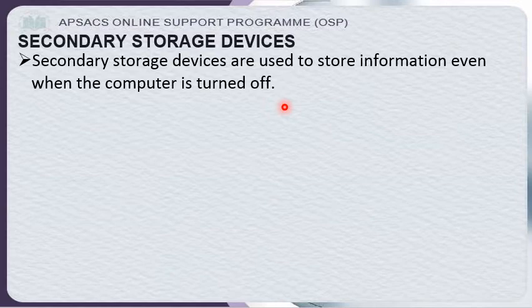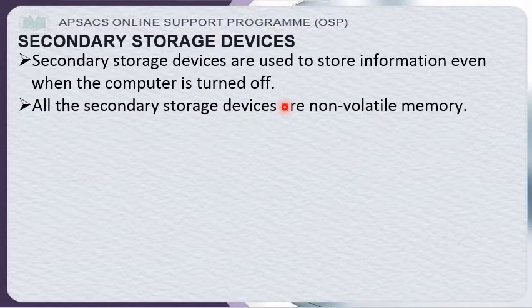But if you remember, in our primary storage devices, when you turn off your computer, the content or the data will be removed or deleted. We can also say that all the secondary storage devices are non-volatile memory, which means that the data or the content will be available when you turn off your computer.